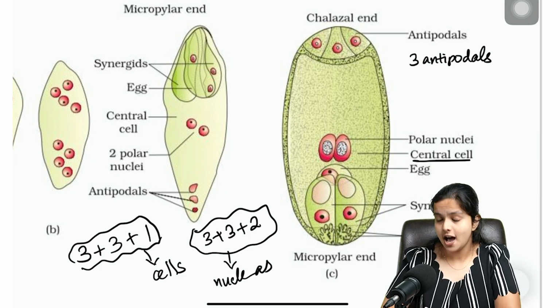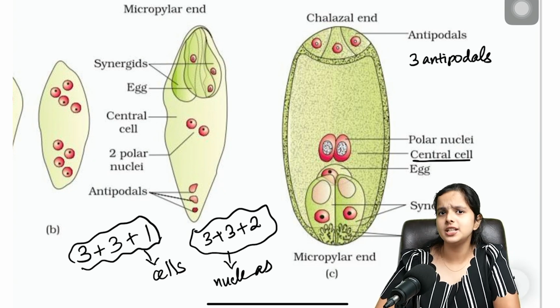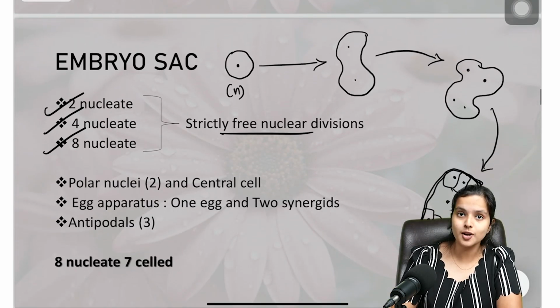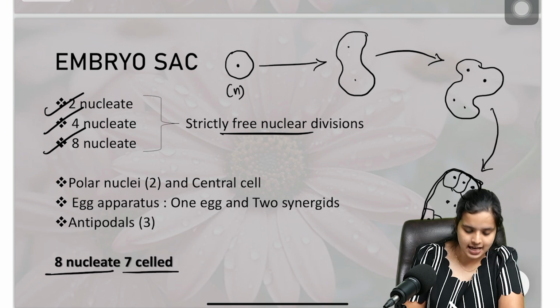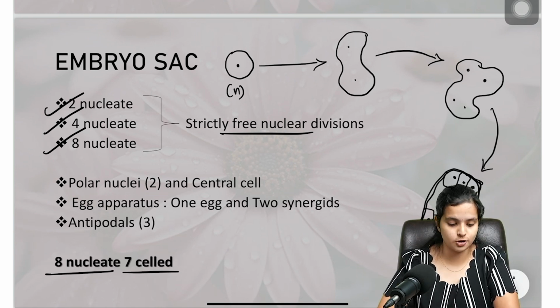So now tell me, how many cells are there in an embryo sac? There are 7 cells. And how many nuclei are there in the embryo sac? There are 8 nuclei, right? So that's what is written over here. The embryo sac is 8 nucleate and 7 celled. You'll have a question like that sometimes. I've seen it in previous year questions.